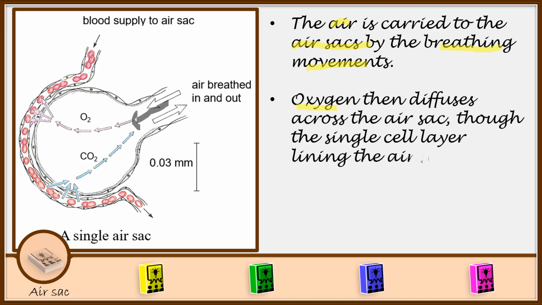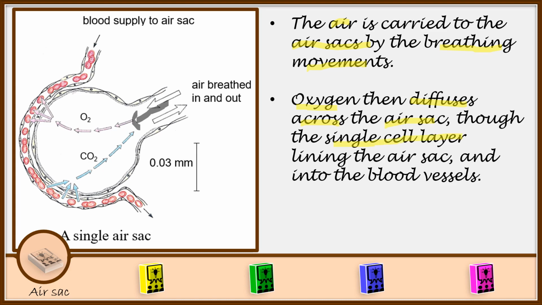Oxygen then diffuses across the air sac through a single cell layer lining the air sac and into the blood vessel. So when you look at our air sac here, this is our air sac. If you look at it, the air sac is made up of one layer of cell. So it is lined by one layer of cell.